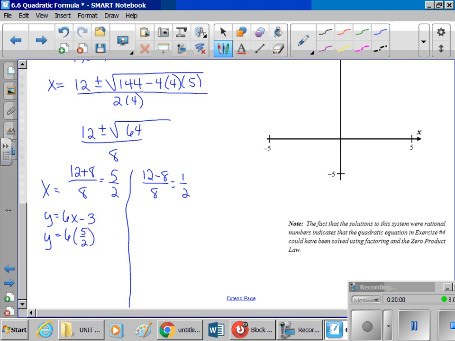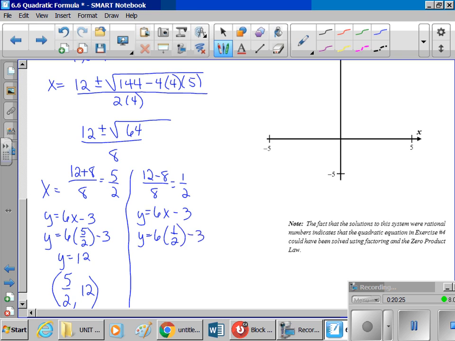6 times 5 halves minus 3. So this becomes 3 times 5 is 15, and 15 minus 3 is 12. So my y is equal to 12, and my point is going to be 5 over 2, comma 12. And on this side, I get y equals 6 times 1 half minus 3. Half of 6 is 3, and 3 minus 3 is 0. So I know this is my point going to be 1 half, comma 0.